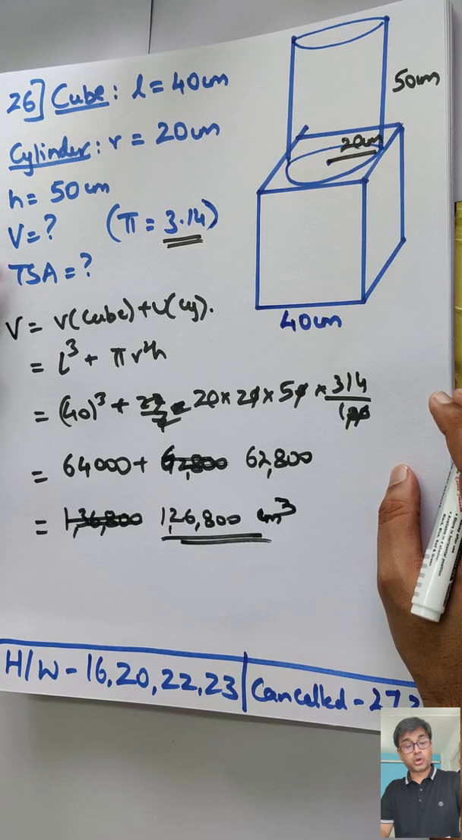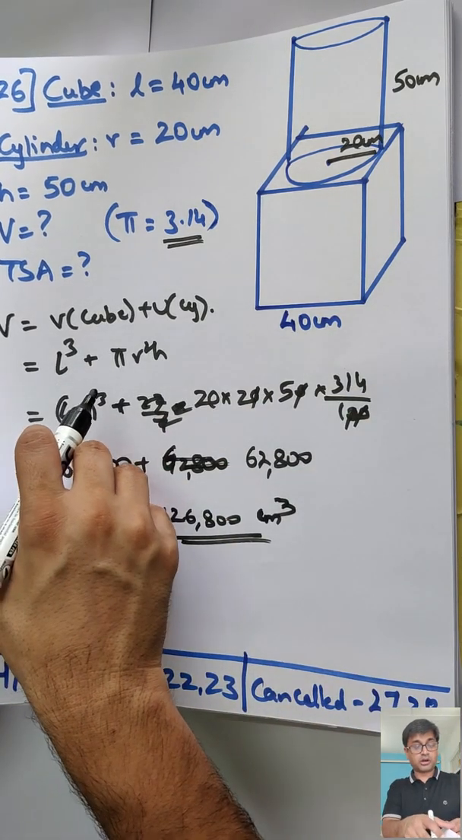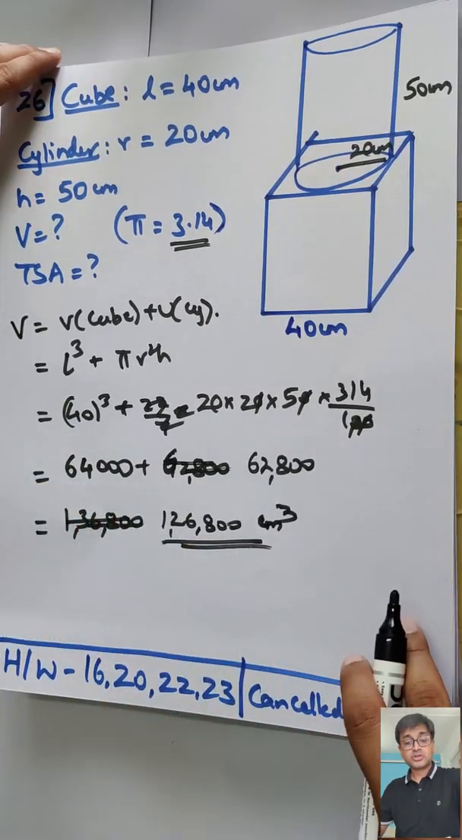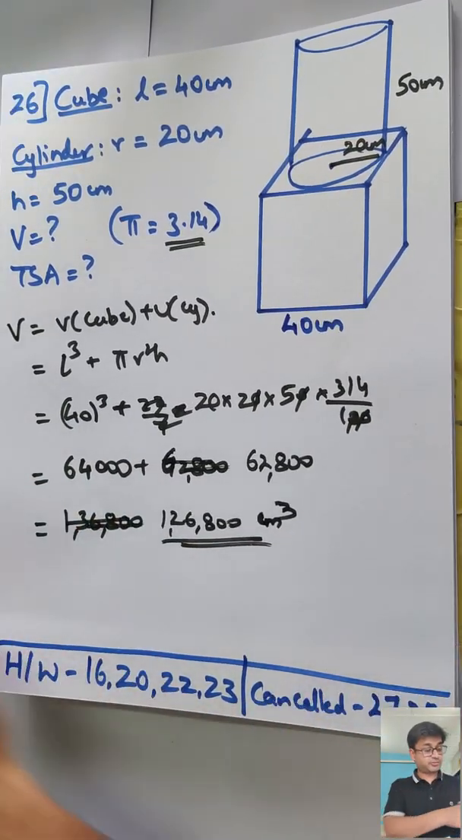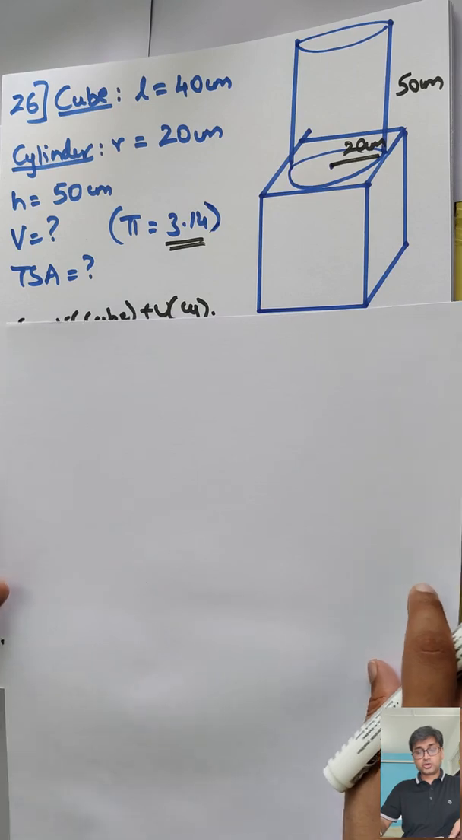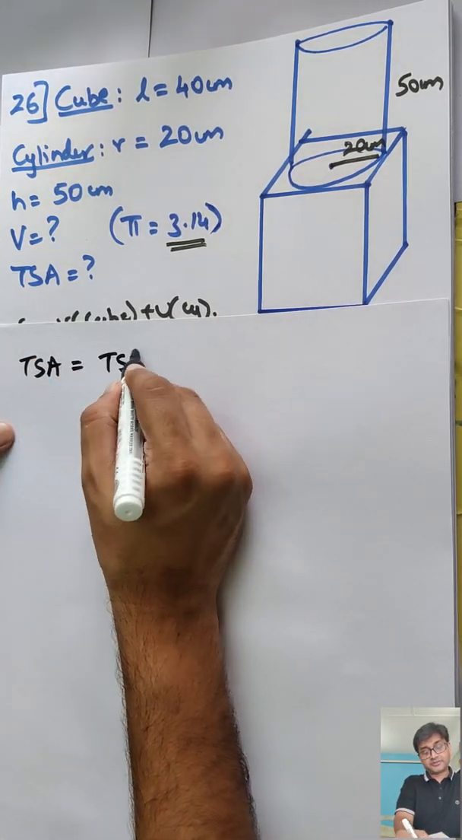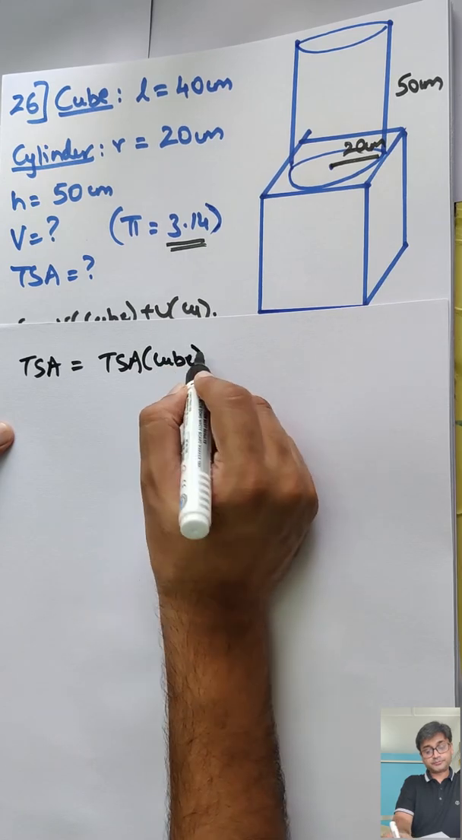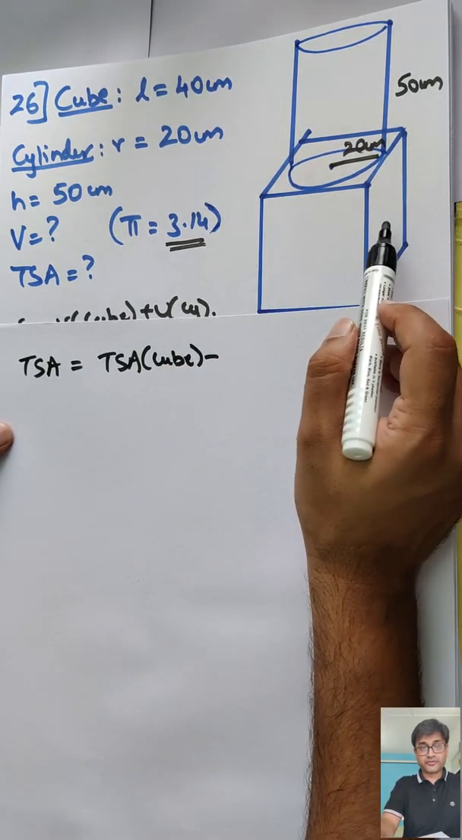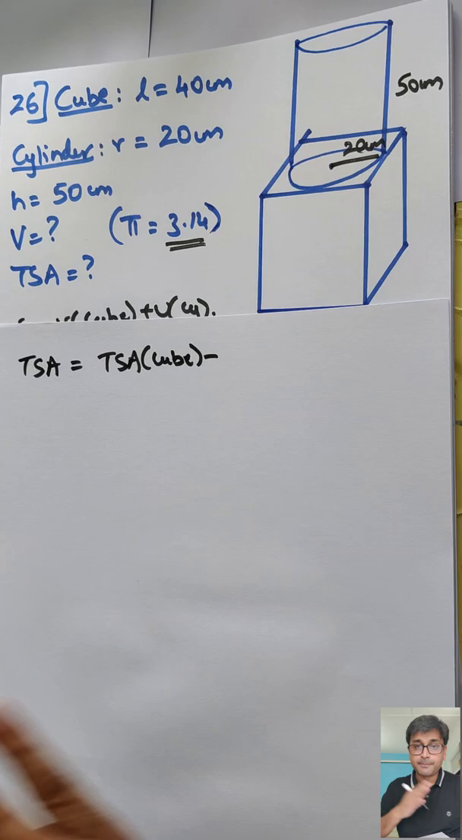Now for the total surface area. So you got to be really smart here. Let's see how to work out the total surface area. Okay. So in the meanwhile, pause and write the expression. How are you going to get it? So total surface area of the object is basically total surface area of the cube. Now this cube ka total surface. Total surface means anything that you can paint.